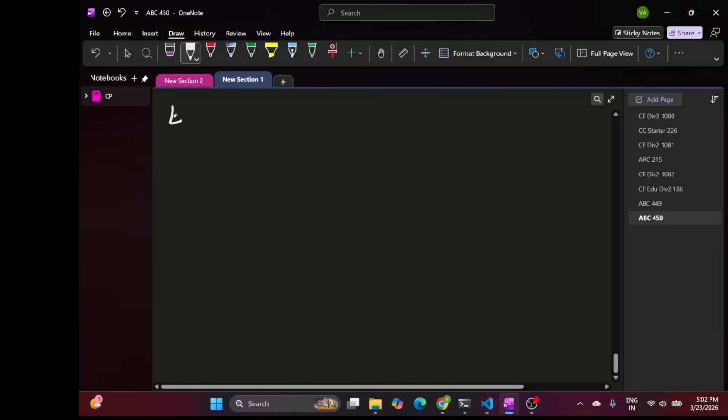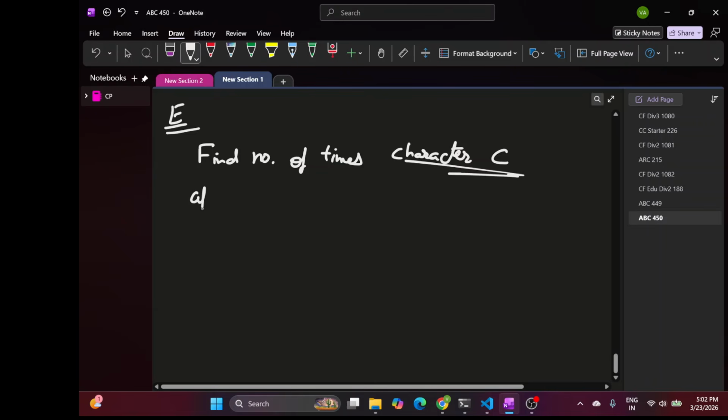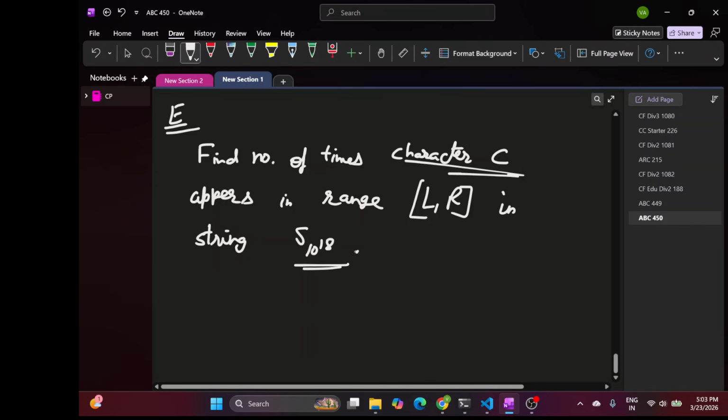right? So for problem number E, we need to find the number of times some character C appears in range L to R in string S10 to the power 18, right?